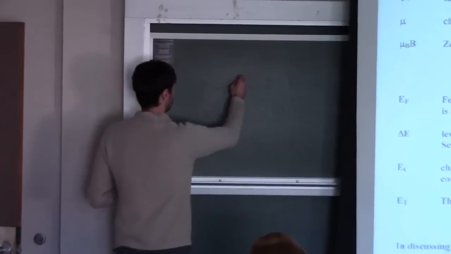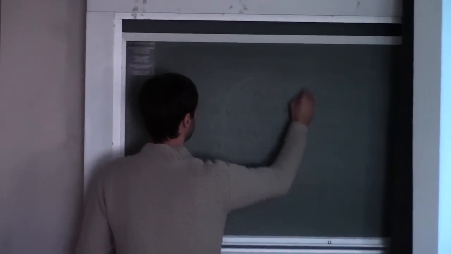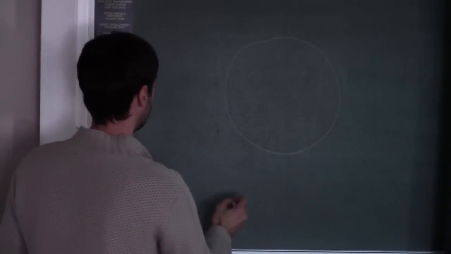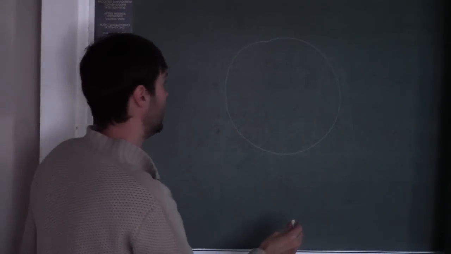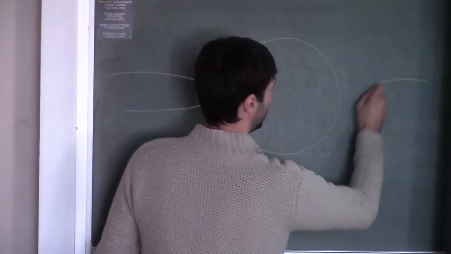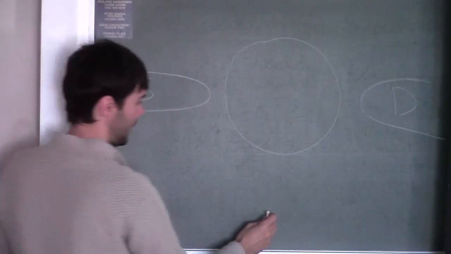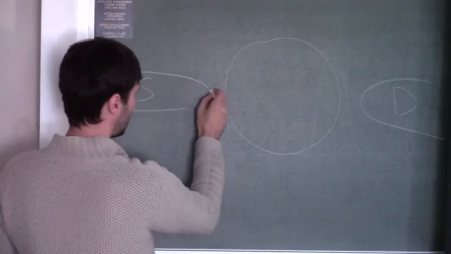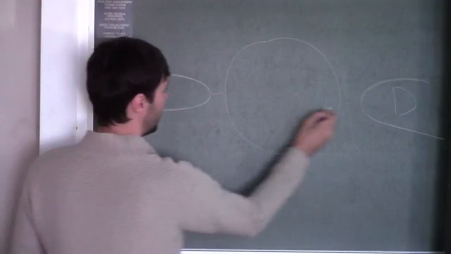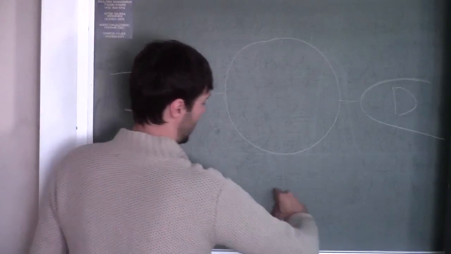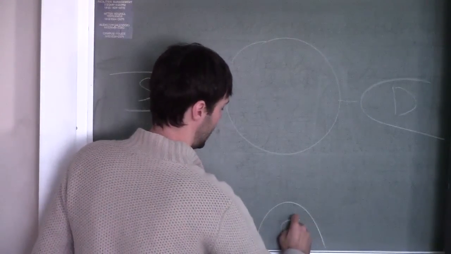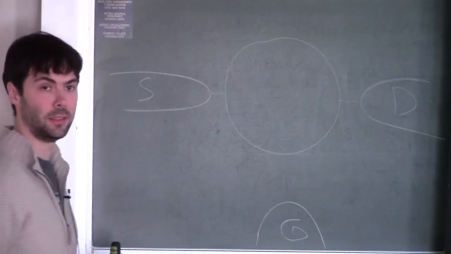So we will use an island, and the island will be coupled to a source and a drain, and these will be very close together, and there will be another piece of metal farther away, and that one is called a gate.